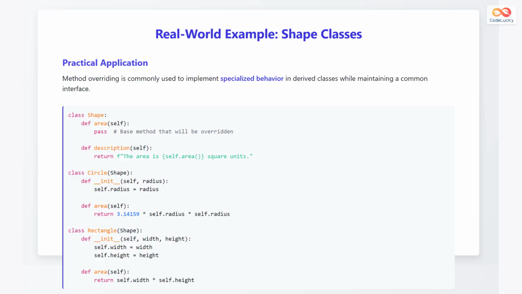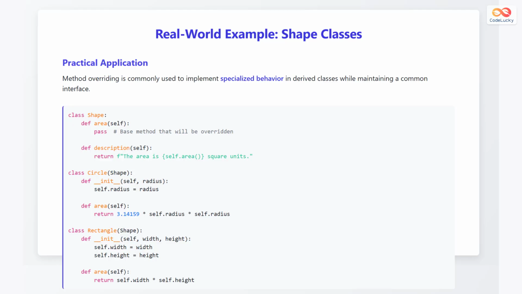Real-world example, shape classes. Practical application. Method overriding is commonly used to implement specialized behavior in derived classes while maintaining a common interface. The Shape class has a method area, which is left empty, and a method description, which returns a string that says what the area is.